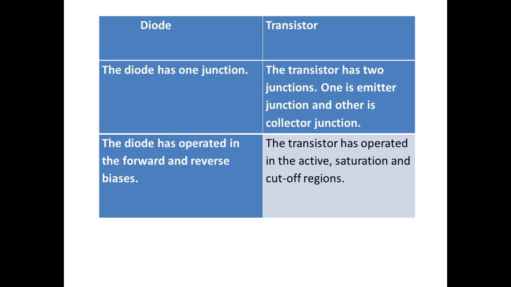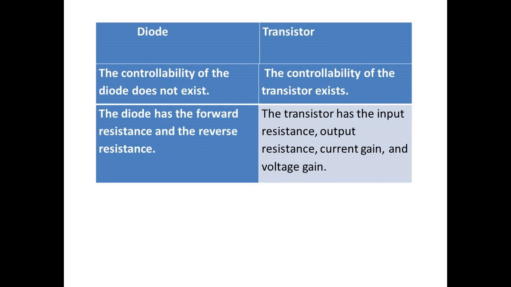The diode has operated in the forward and reverse biases. The transistor has operated in the active, saturation and cutoff regions. The controllability of the diode does not exist. The controllability of the transistor exists.